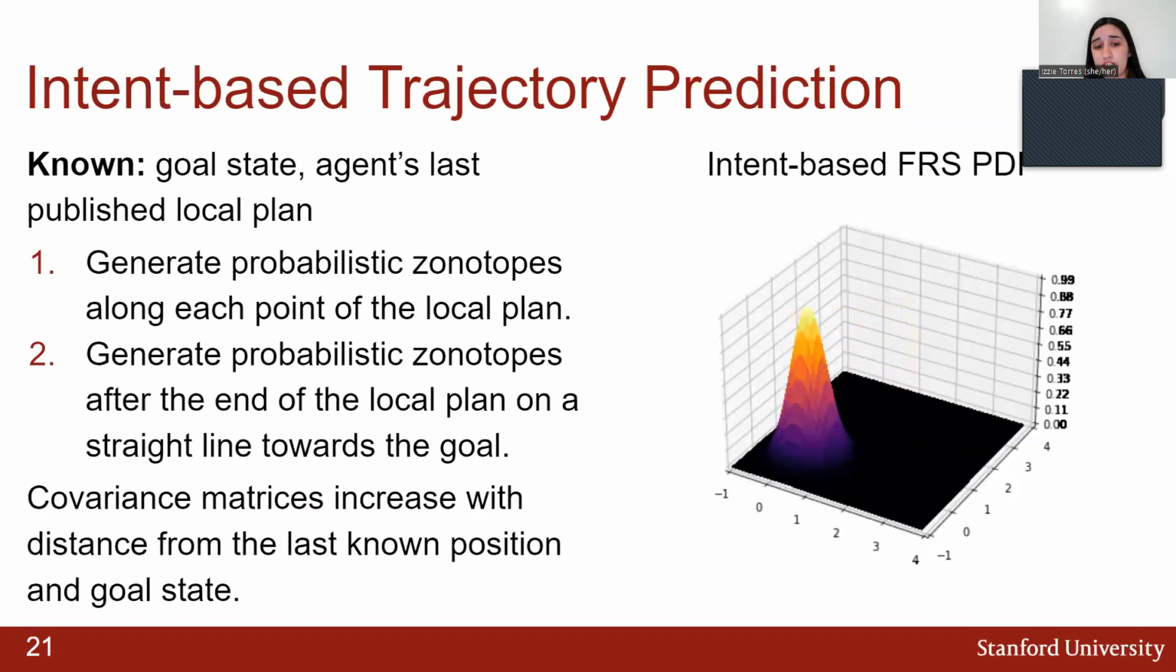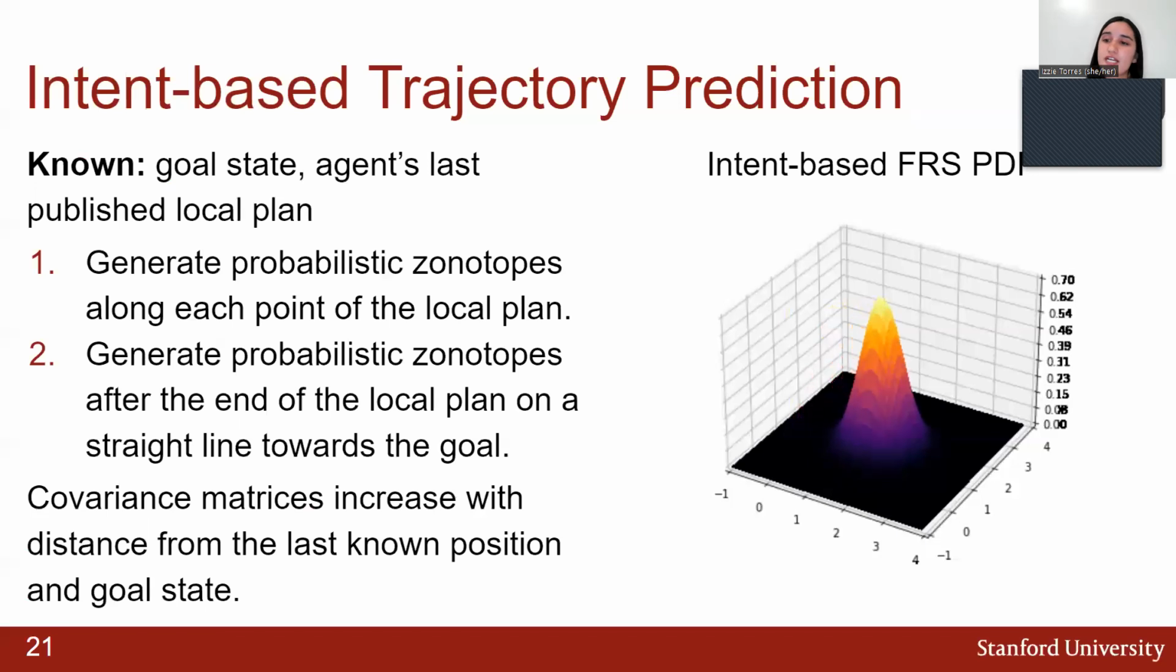So some important parts about this, the covariance matrices, those are determined through tuning and calibrations through a lot of simulations. And they represent uncertainty in what trajectory exactly will be taken. And they increase with distance from both the last known position and the goal state, because those are the two fixed points we know that the rover is trying to get to. And so those points are the most certain, and the points in the middle are much less certain. The path it takes to get there is less certain.